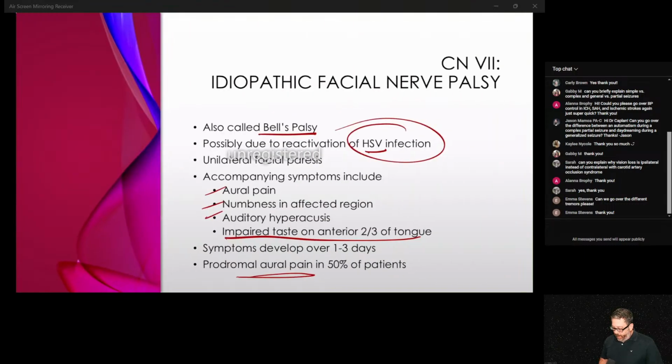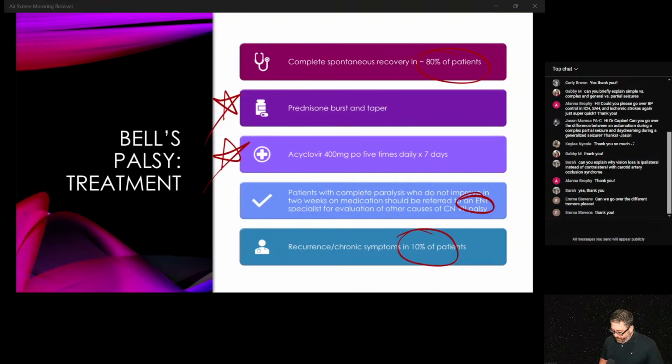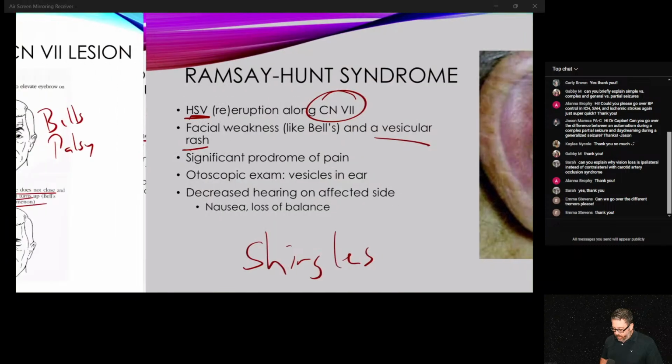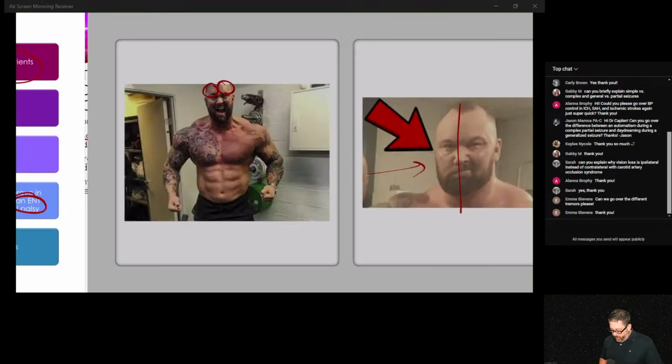Bell's palsy, remember HSV infection. Oral pain is a big one. Numbness, hyperacusis, impaired taste, because that's the facial nerve's job, to give you the sensation of taste. Prednisone, burst and taper, and acyclovir. And don't forget about your pain management, because they're going to be in a lot of pain. Gabapentin is the big one to give for pain.